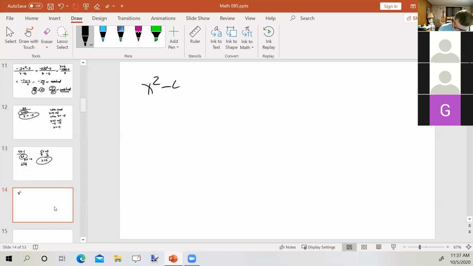How about this one? x squared minus 4x over x squared plus 4. It says find all real numbers for which the rational expression is undefined. So are there any values of x for which the denominator would be 0?